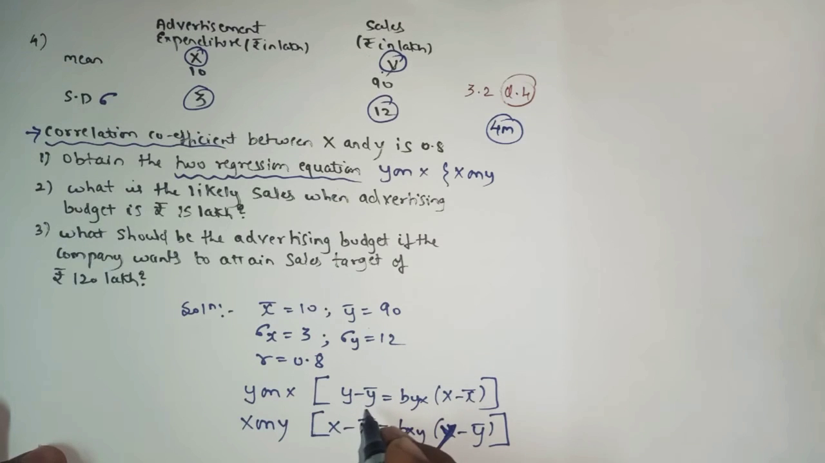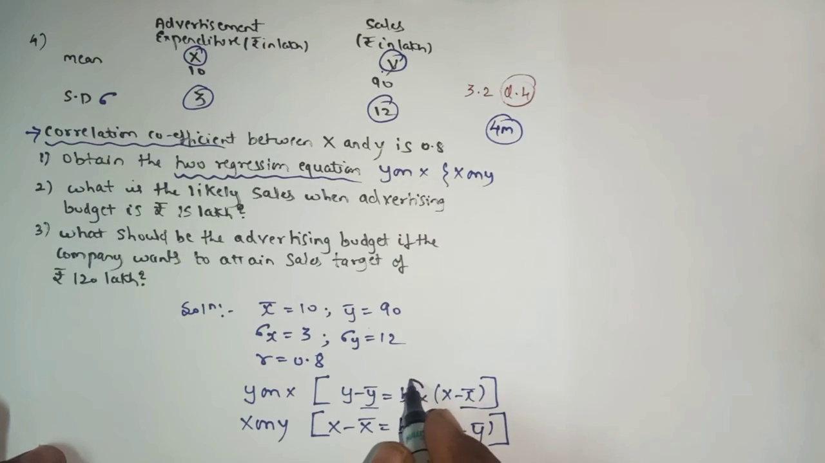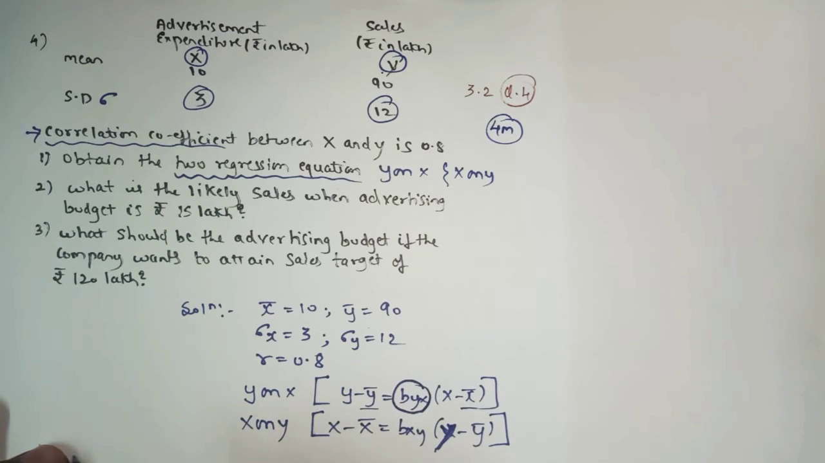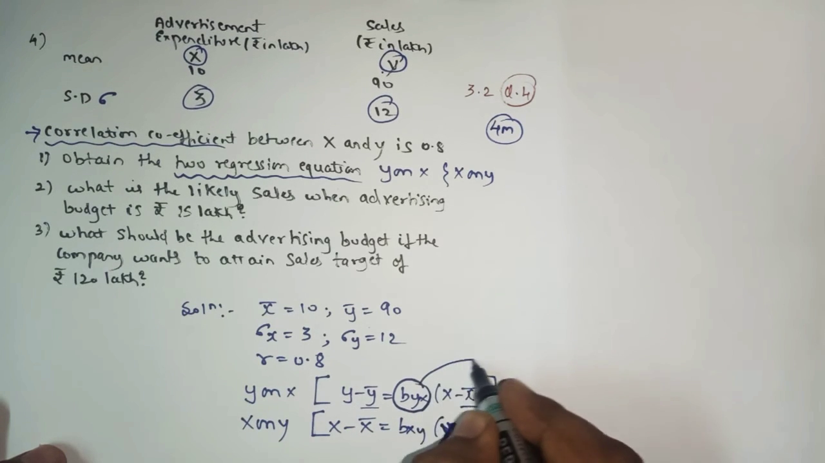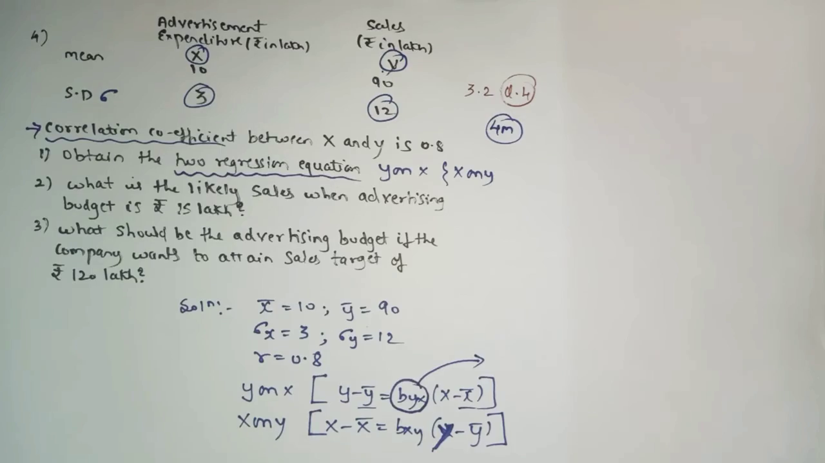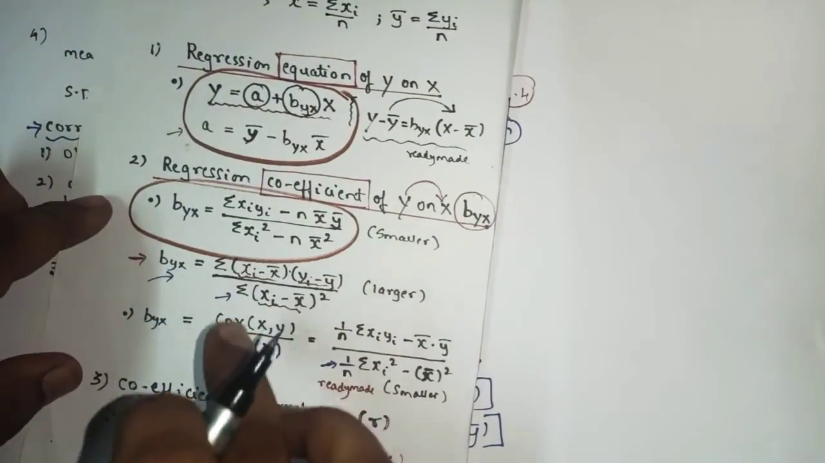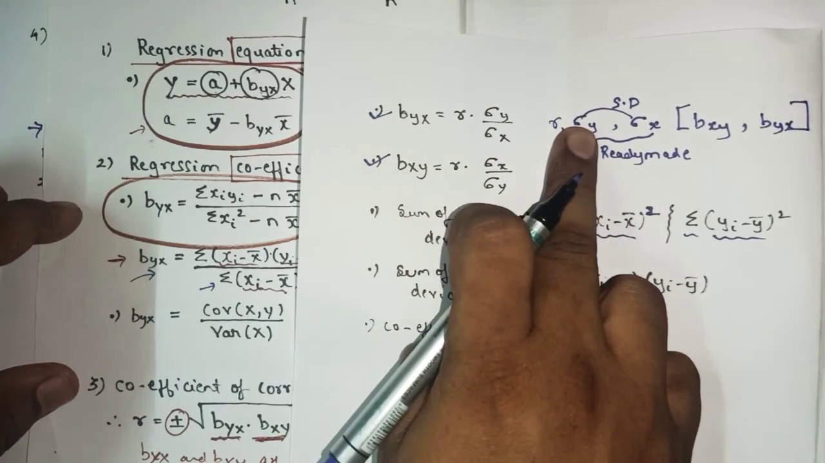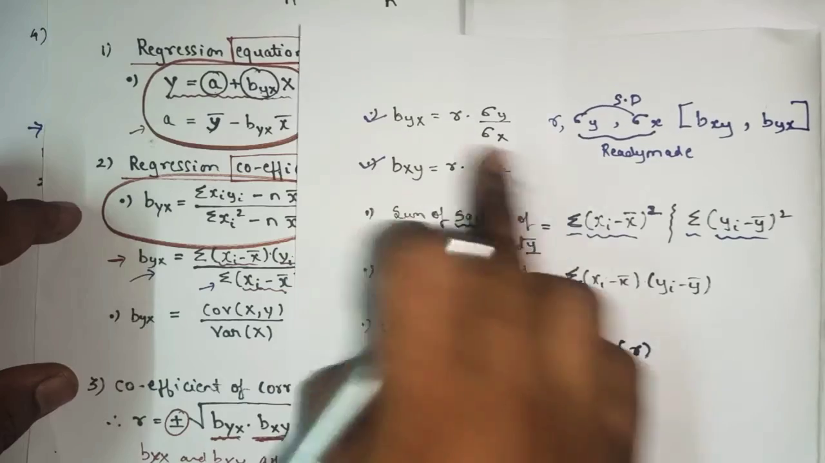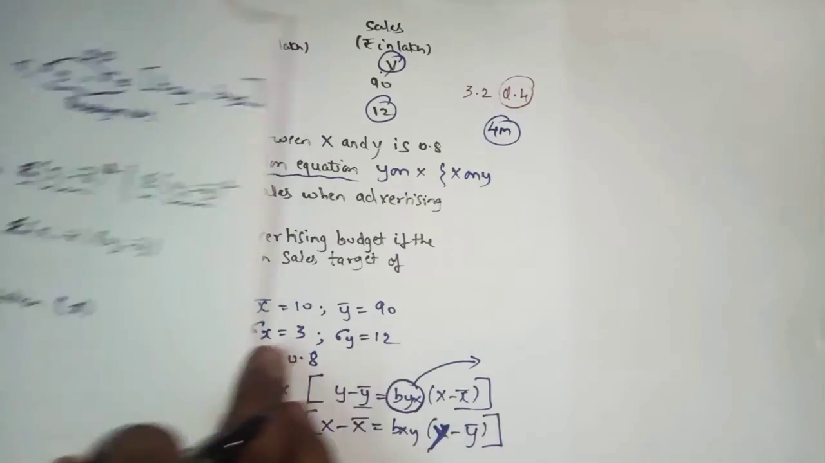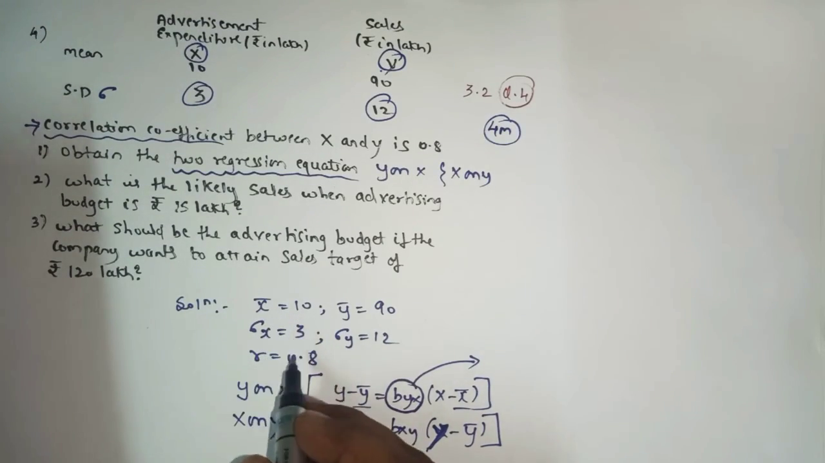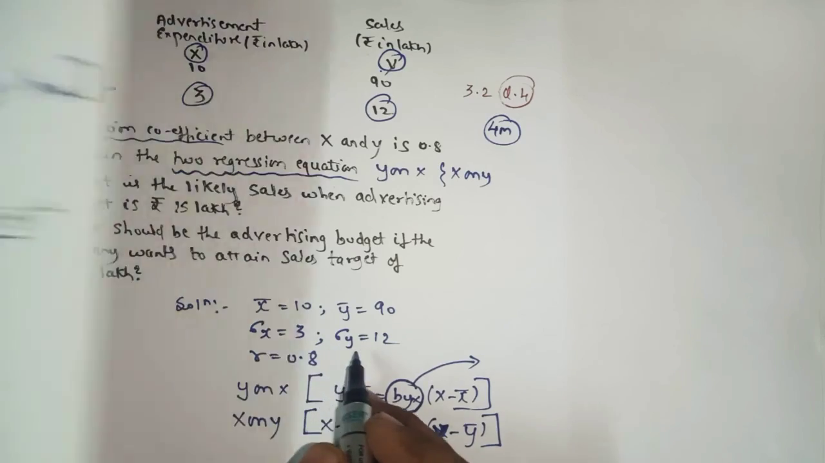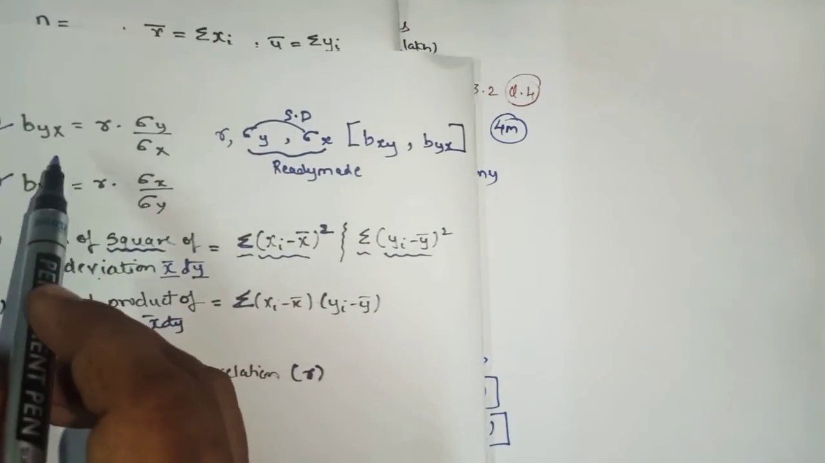So to find y on x, we require y mean and x mean, which we have. Without knowing the value of byx, we cannot find the answer. And remember, to find byx, there are 4 formulas: 1, 2, 3, and this is the fourth one. As I told, when you have r, standard deviation of x and standard deviation of y, you will apply this formula. As here we have r, standard deviation of x and standard deviation of y, so we'll apply the first one.